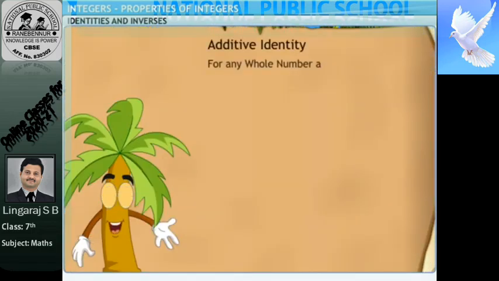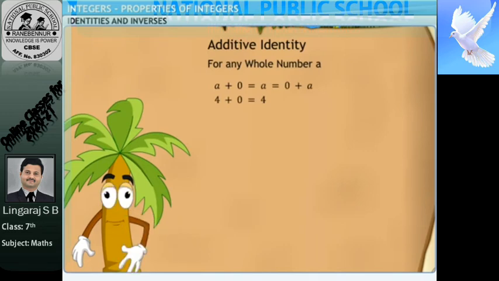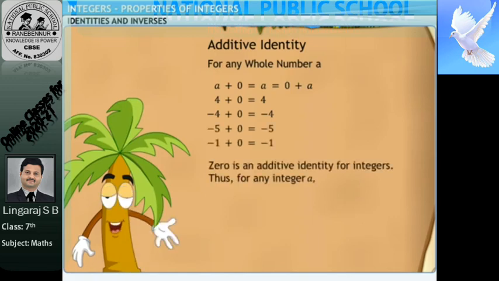Now, let's crack the additive identity. We know that 0 is the additive identity for whole numbers. That is, the sum of any whole number and 0 is the same whole number. Let's check if 0 is an additive identity for integers too. Of course it is. So, 0 is an additive identity for integers. Thus, for any integer a, a plus 0 is equal to a, which is equal to 0 plus a.